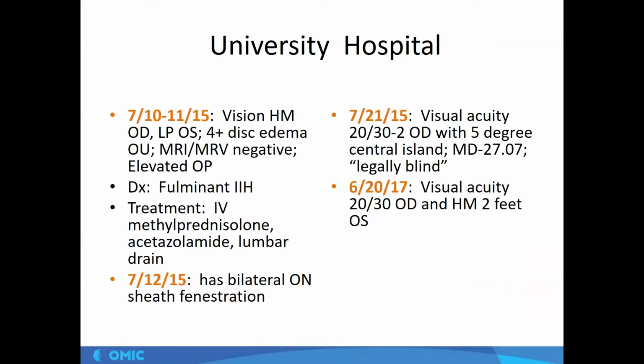On July 21st, visual acuity had improved in the right eye to 20/30-2, but there was marked concentric visual field constriction with only 5-degree central island. The left eye remained the same, and 2 years later, there was no change in the visual function.